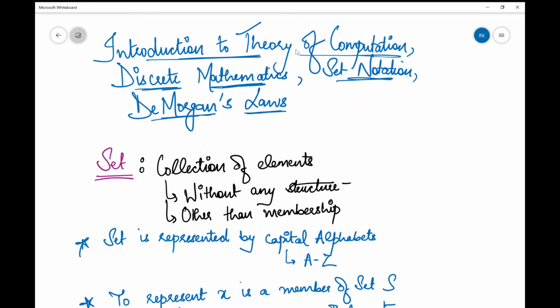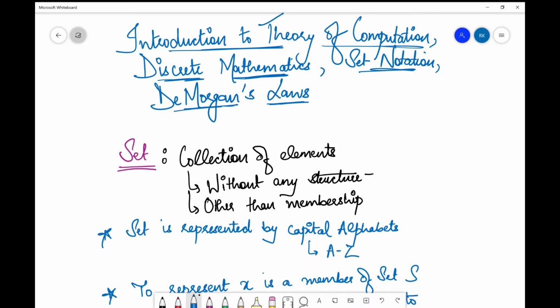So first of all, what is a set? A set is basically a collection of elements. These elements do not have any particular type of structure, but all in all they are linked only by the membership relation. That is, all those elements are members of a particular set.